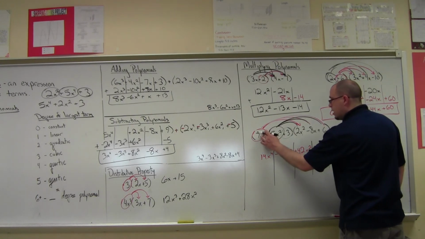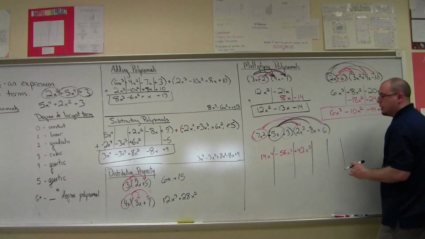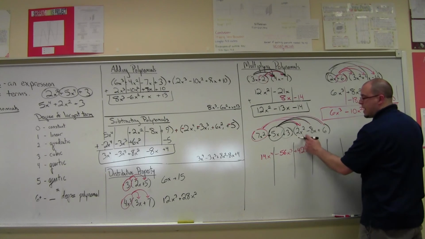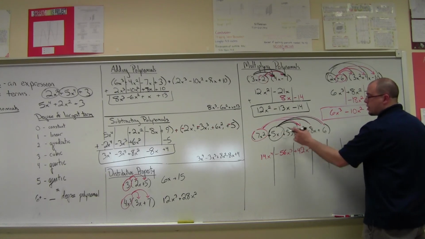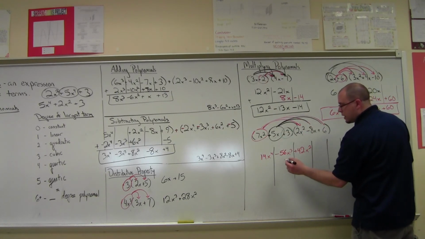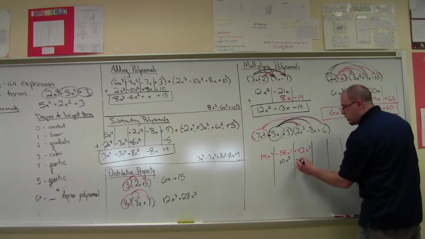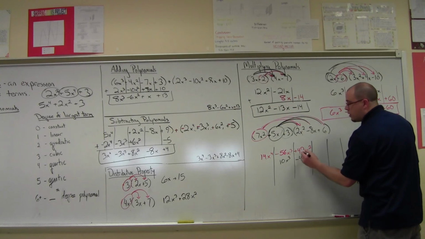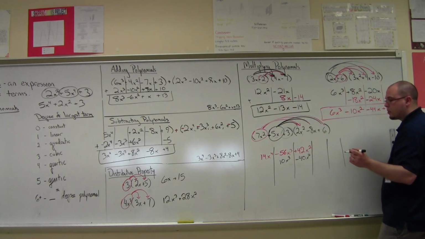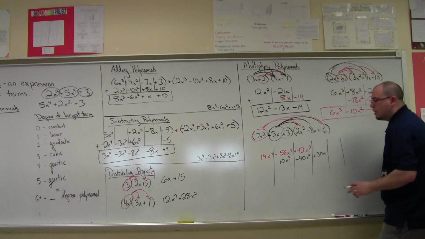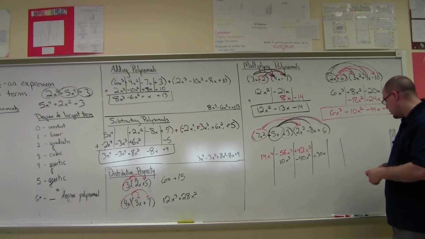Oh, I'm sorry. I meant to write this as just x. Let's do that. 5x times 2x squared is going to be 10x to the third, because x times x squared is x to the third. We'll write that in over here. 5x times negative 8x is going to be negative 40x squared. And then 5x times 6 is going to be 30x. So that's what we get when we distribute our second term.